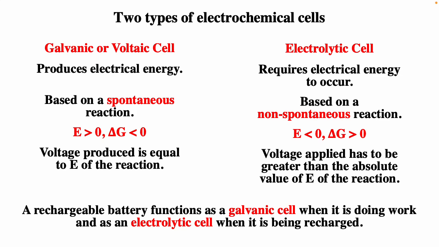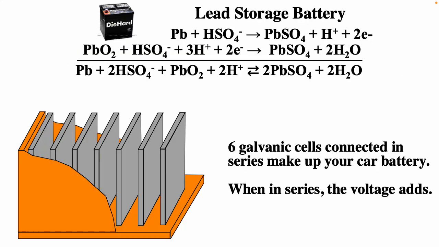charged. And so if you think about your car battery, when you start your car, what's happening is energy is going from your battery to the starter motor, which is trying to rotate the engine. And so the battery is behaving like a galvanic cell. As you're driving, a belt in your engine is rotating the alternator, which is recharging the battery. And so as you're driving, the battery is behaving like an electrolytic cell.